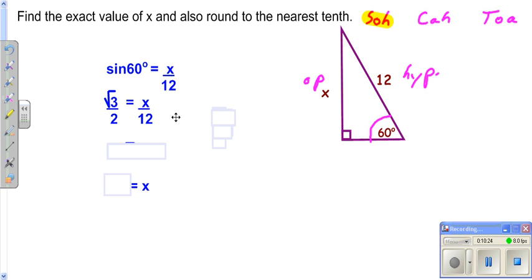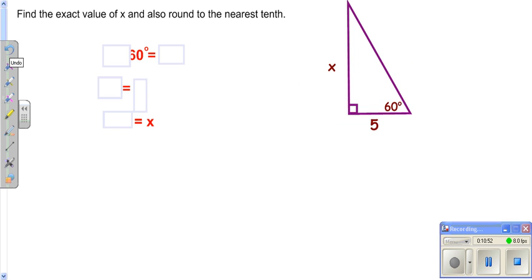Now all I have to do is go ahead and try to solve it for x. So I'm going to just cross multiply, take my 2 times my x, and that's how I get this. And then I'll take my 12 times my root 3, and that's how I get this here. Then I need to go ahead and get rid of the 2 by dividing both sides by 2, and your 12 divided by 2 is a 6 in front of your root. This is your exact answer, and then you could type that into your calculator to get a decimal approximation.